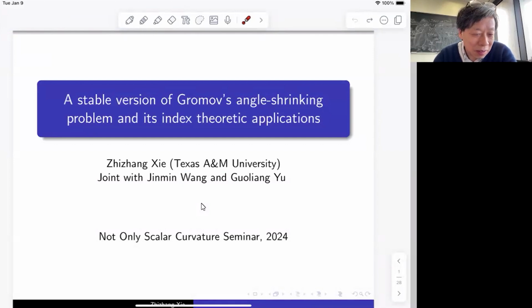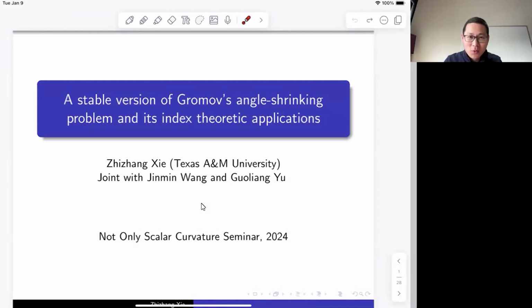Well, first, I want to thank the organizers for the invitation. Today, I want to talk about a stable version of Gromov's angle shrinking problem and its index theoretic application. Mainly, this index theoretic application is to prove an index theorem, and then it's used to prove the Gromov dihedral rigidity conjecture.